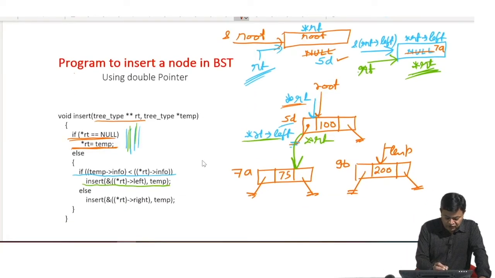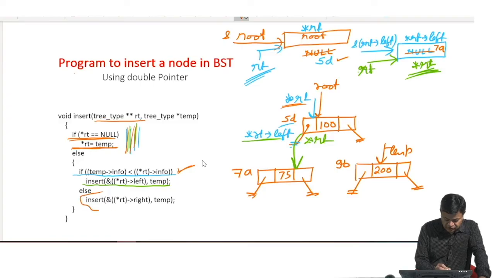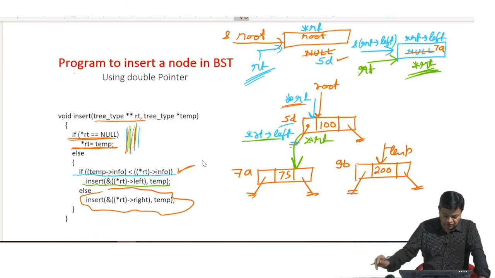Then I will come here, is *rt equal to null? No, this is 5D, so this will not happen. I will come here, if temp->info is smaller than *rt->info. *rt->info is 100 and temp->info is 200. So, temp->info is not smaller than *rt->info. So, this will not happen. This time this will happen. What is this? I will call the function insert.